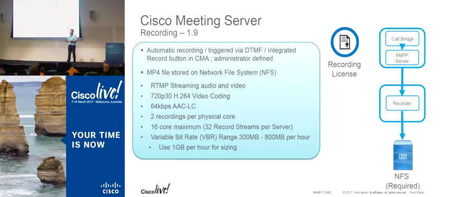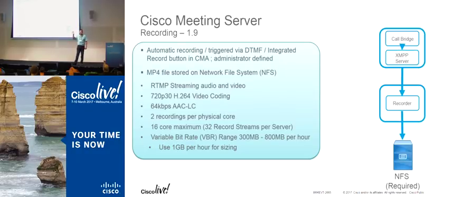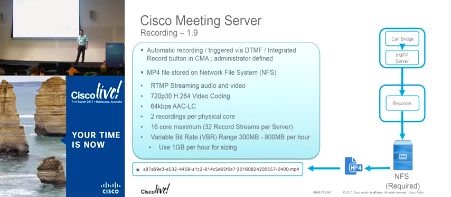We can also, through the Cisco meeting app, press the record button, and it's all administratively defined through the API. The way the recording works is we have a recording license, which is part of the Cisco meeting server license, and we apply that to the call bridge that is connecting to the recorder. So the call bridge has the recording license, and it sends the media to the XMPP server. The XMPP server then connects to the recorder, and the recorder then stores the file on a network file system, which you do need to have and you need to provide.